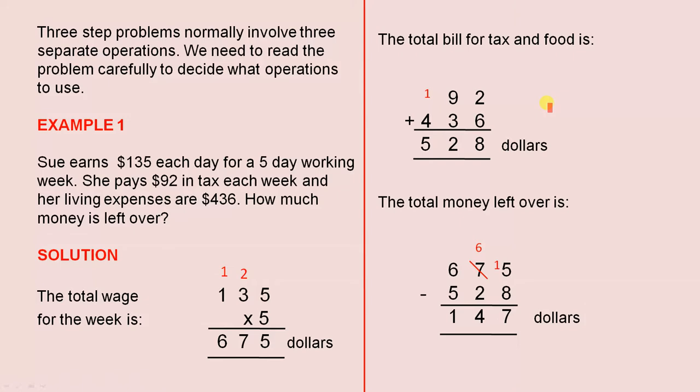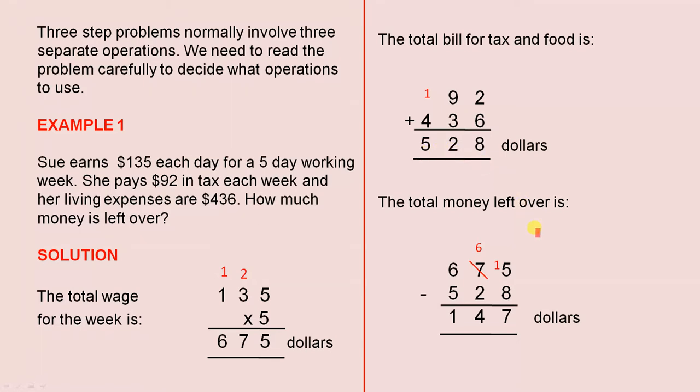Now, her bills, that is her total expenses including tax plus other expenses, all you do is add those two up. So if you add those two amounts up, you get $528. So they are all the expenses.